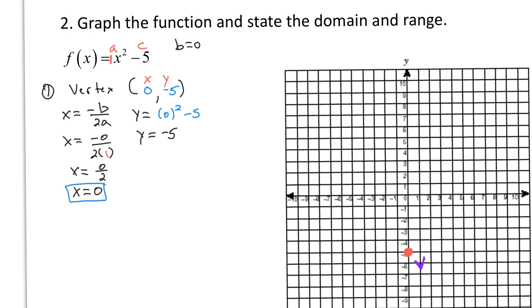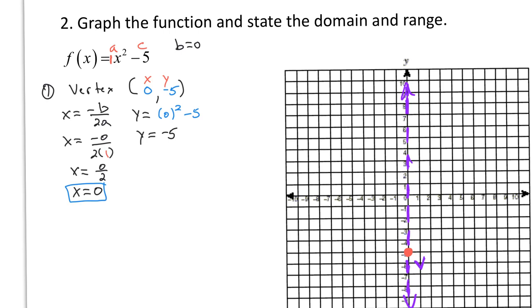Now you're not going to make a random parabola, a random U shape, because we need more points to actually be a little bit more accurate. So my second step is to draw the axis of symmetry, and then I'm going to find a couple more points. So my axis of symmetry is through the vertex, and it is on top of the y-axis. So I'm going to make a vertical dashed line right here through the vertex, and the dashed line is on top of the y-axis. So we have the axis of symmetry.